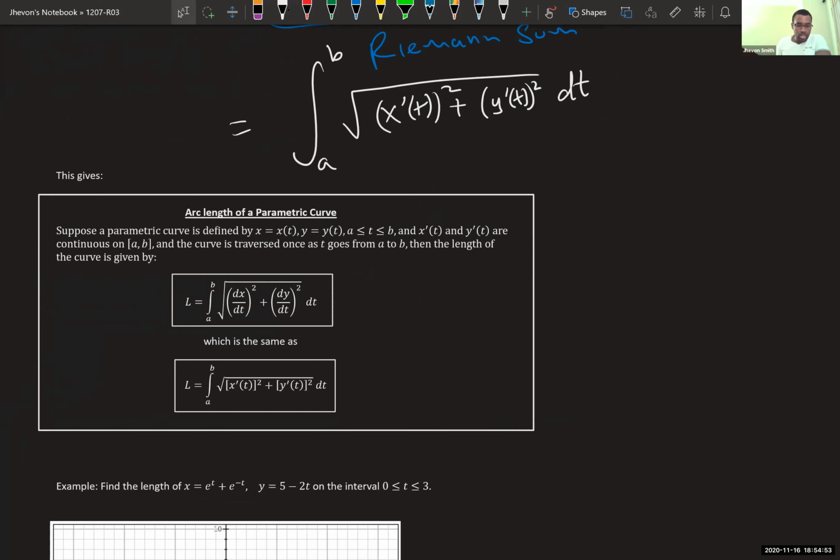Of course, there are some things you have to make sure of: as you move from a to b, you only go around the curve one time. Parametric curves can have this property where you can actually run back and forth on them. You can think of even a circle where you can just keep going around. As long as moving from a to b you're tracing out a path once, this formula will give you the length from the point xa, ya to xb, yb.